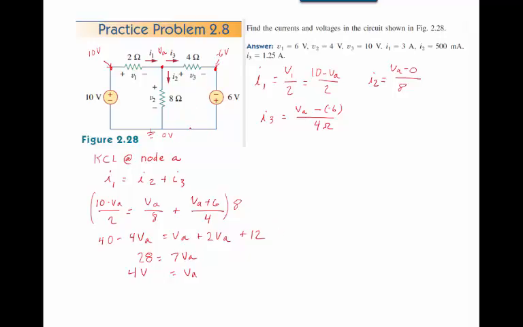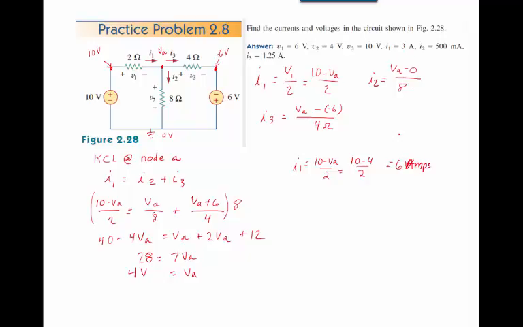Everything's in amps, everything's in ohms, everything's in volts. Nothing complicated there with my unrealistic numbers, because they're usually not nice numbers like this. So I have VA. That means I can come back over here and find all of these currents, because I had those relationships. So I1 equals 10 minus VA over 2. So it's 10 minus 4 over 2.